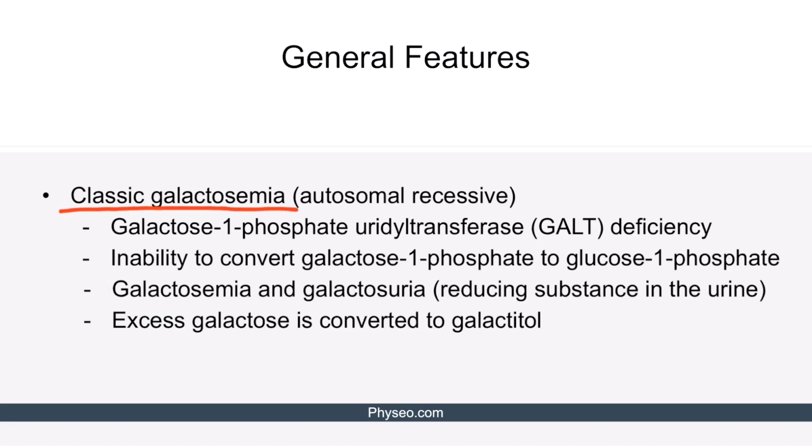Classic galactosemia is another autosomal recessive condition resulting from deficiency of galactose-1-phosphate uridyltransferase. Deficiency of this enzyme causes inability to convert galactose-1-phosphate to glucose-1-phosphate. Galactose-1-phosphate accumulates in the liver, disrupting its normal functions. Additionally, galactose concentration is increased in blood and urine, causing galactosemia and galactosuria, respectively. Excess galactose is converted to galactitol.